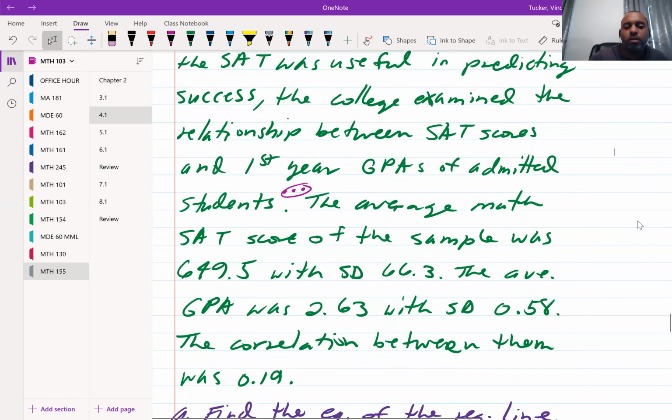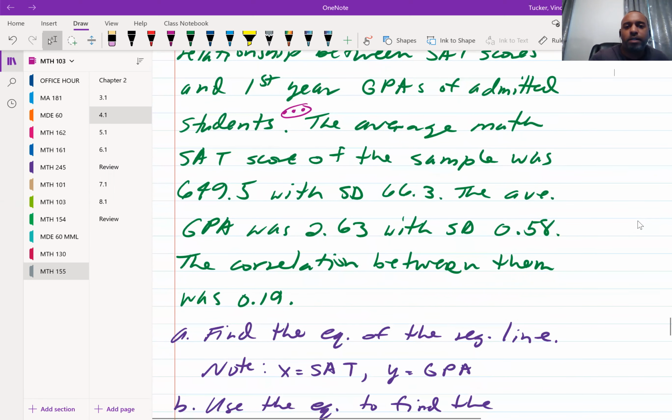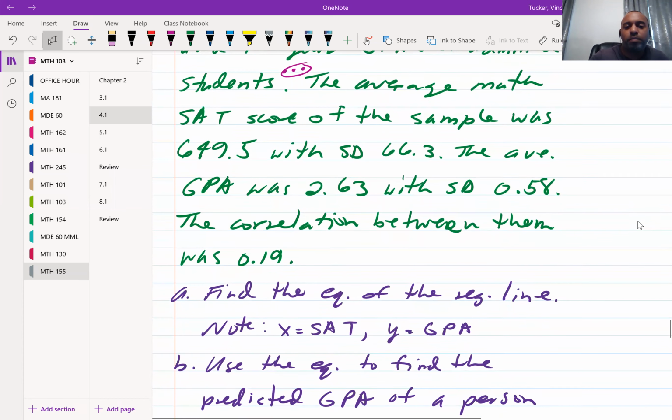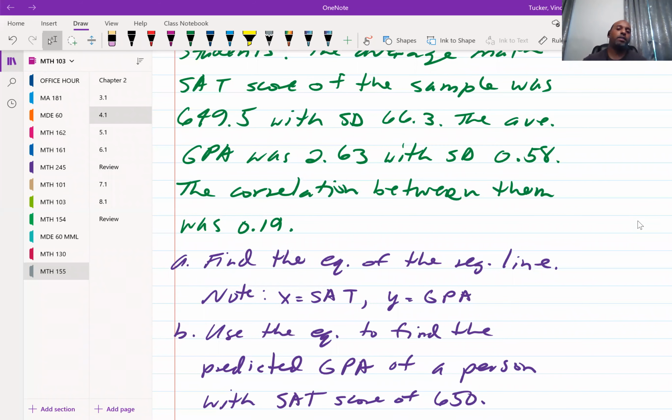All right, good. Everybody up to the dots? So with A, it says find the equation of the regression line. So EQ is equation, REG is regression line. And then it even told us, note that your SAT scores are X and your GPA average is Y. Then it says use the equation to find the predicted GPA of a person with an SAT score of 650.